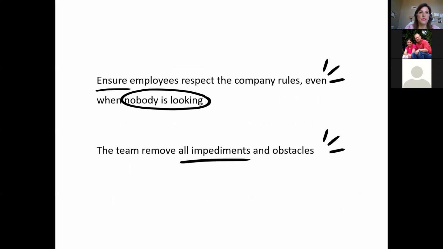All you have to do is ensure the employees respect the company rules even when nobody is looking. That's the part of the empowerment. And the team will make sure all the impediments and obstacles are removed. That's their job, how to make their job easier. If you explain this to the employees, that's how you will start engaging them. So, oh, this is a tool that will help me do my work faster and be cleaner. They will like it.